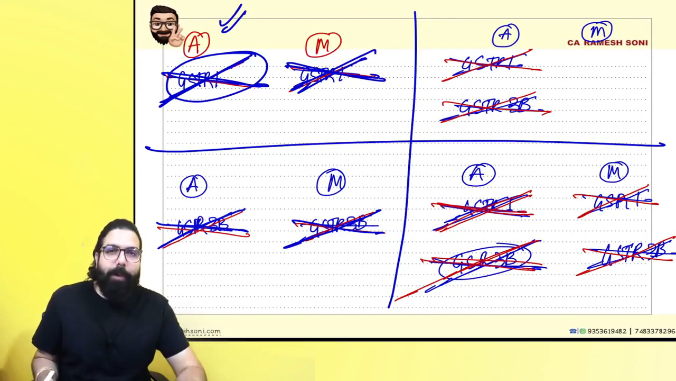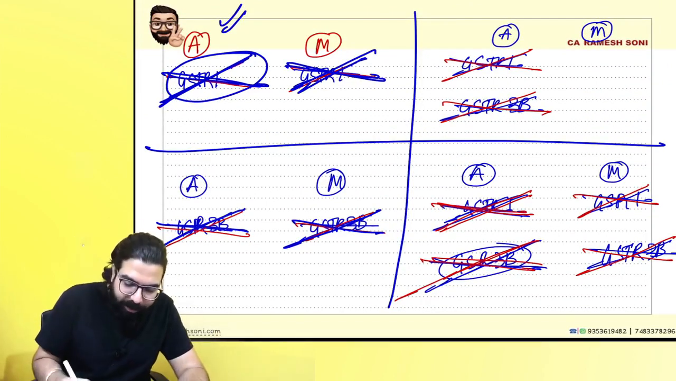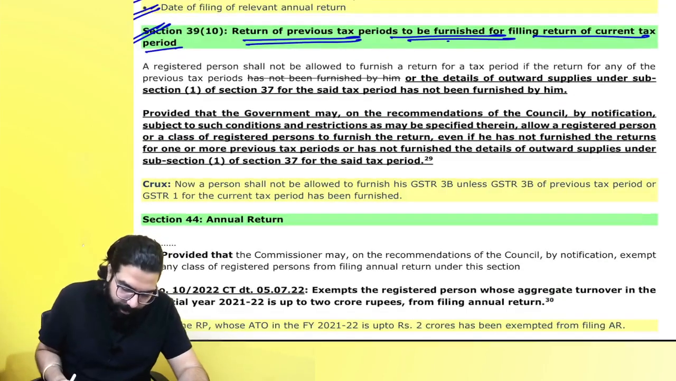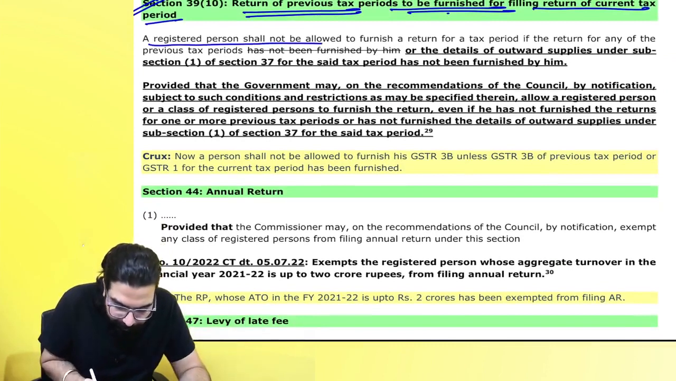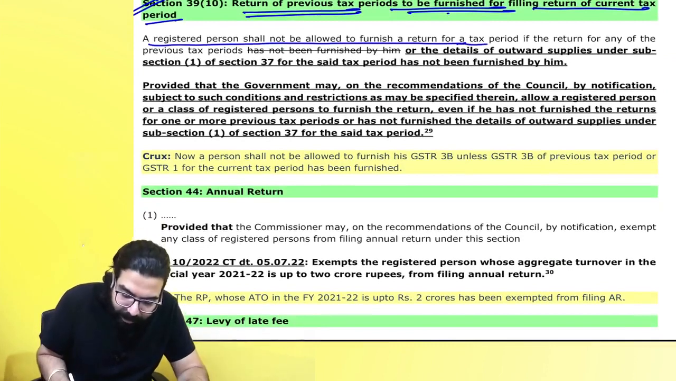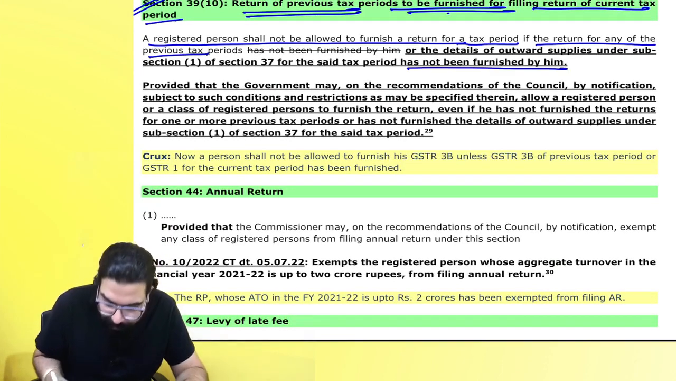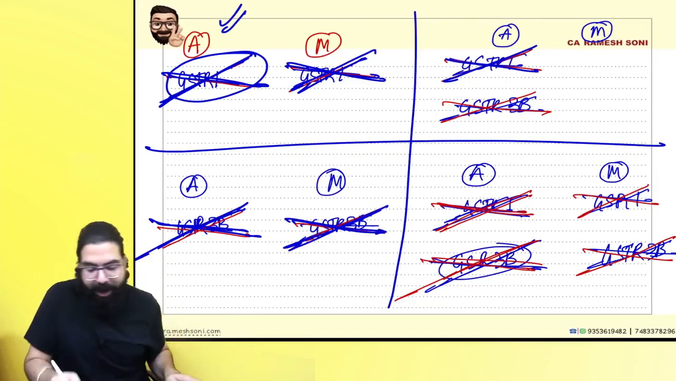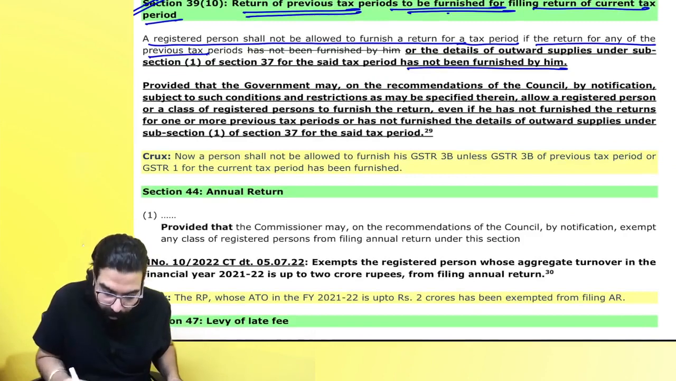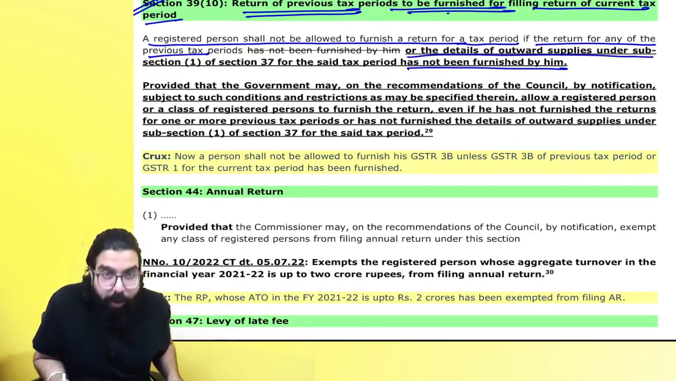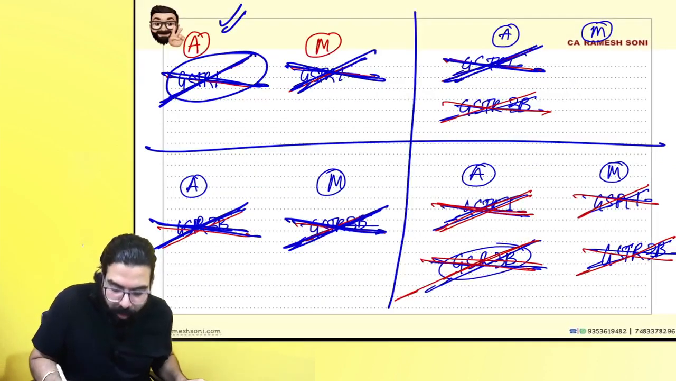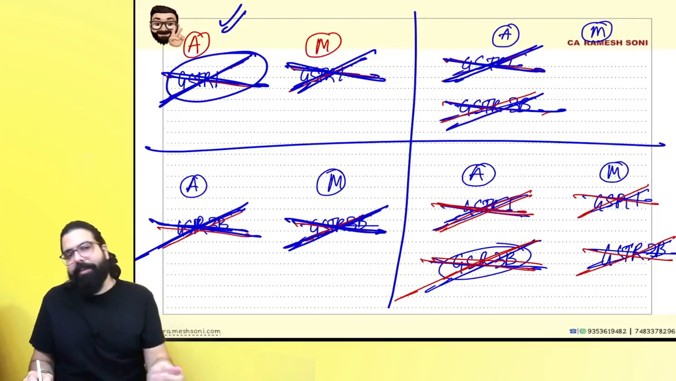And there is one more point which you will see when you read your book. When you don't file your GSTR 1, see over here: a registered person shall not be allowed to furnish a return for a tax period if the return of any of the previous tax periods has not been furnished by him. So if the previous tax period's return is not filed, the current month's return also you will not be able to file. Then, for the details of outward supply for the current month, if you don't file, then GSTR 3B also you can't file. So if you don't file GSTR 1, you will not be able to file GSTR 3B.